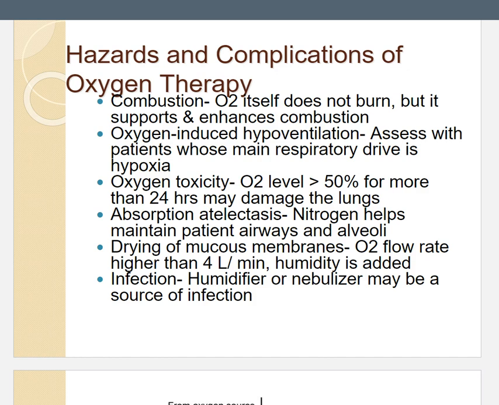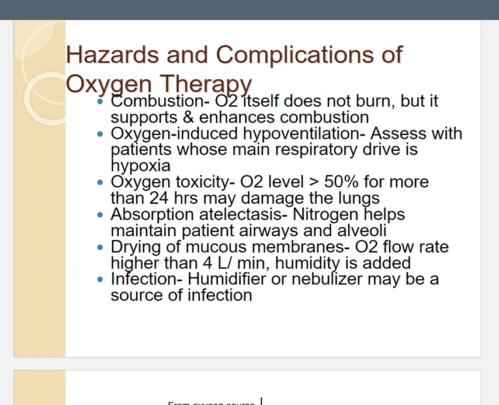The next one is probably a little more familiar. The drying of mucous membranes: with an O2 flow rate higher than 4 liters, humidity is added. And we used to have these in the acute care setting, usually in the clean utility room. I'm not sure if they're keeping this equipment on the floors because we want to make sure we're getting the patients charged with these supplies. But if you don't have it on the floor, just call Respiratory and they can hook up a humidity bottle. If the equipment is on the floor, make sure you're doing it correctly.